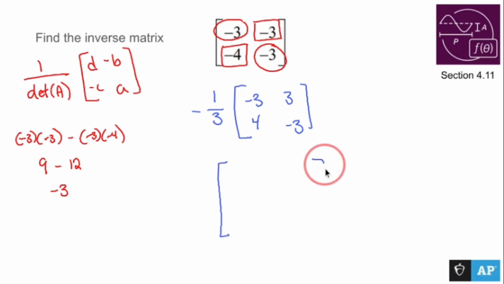So negative 1/3 times negative 3 is positive 1. Negative 1/3 times negative 3 is negative 1. Negative 1/3 times positive 4 is negative 4/3. And negative 1/3 times negative 3 again is positive 1. And that's your inverse matrix.